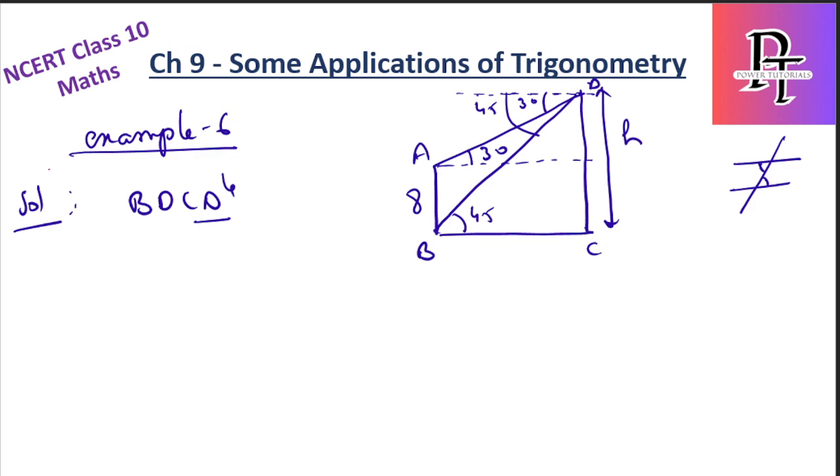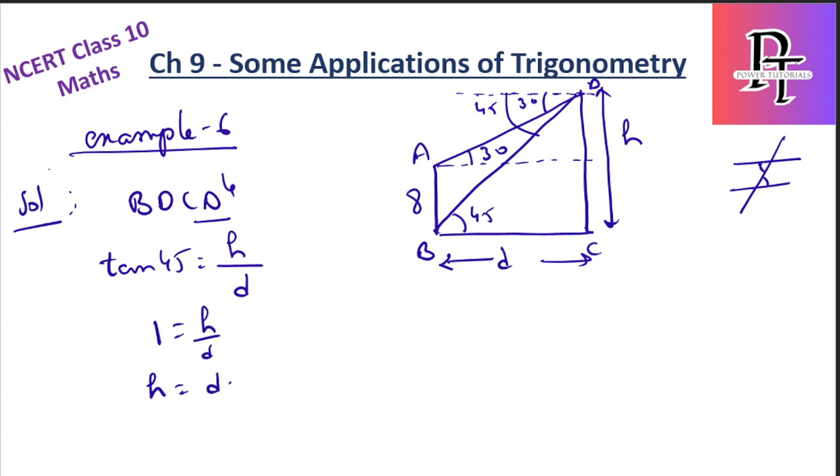If you consider triangle BDC, tan 45 is opposite by adjacent sides, so tan 45 is equal to the total height of the multi-storied building by the distance between the buildings. Let's mark it as h, and the distance between the buildings as d. So tan 45 is 1, so 1 is equal to h by d. So h is equal to d meters. So both are the same. I mean this distance and the total height of the multi-story building are the same.